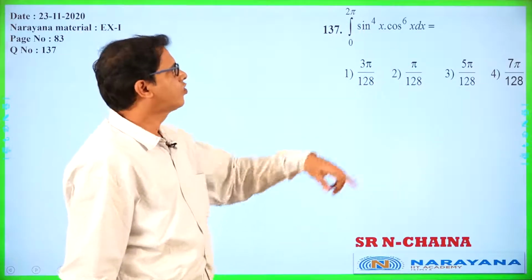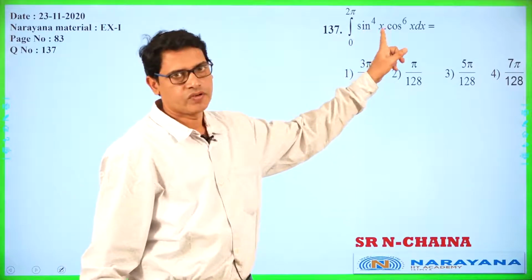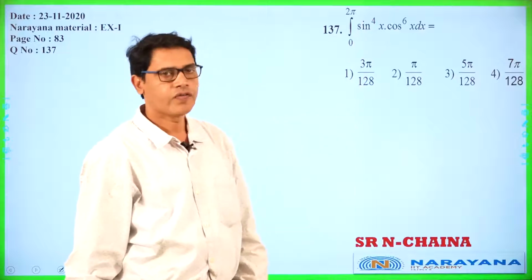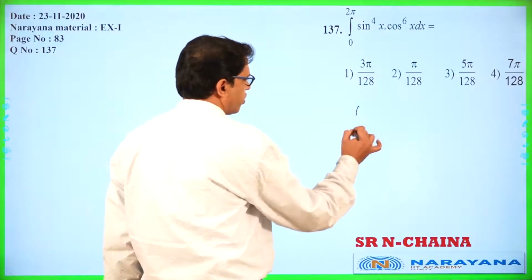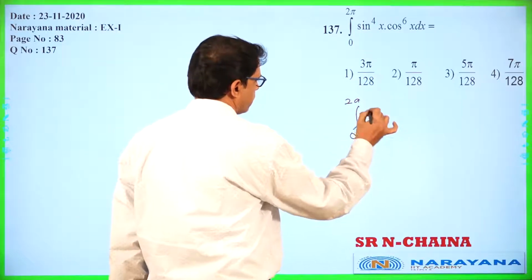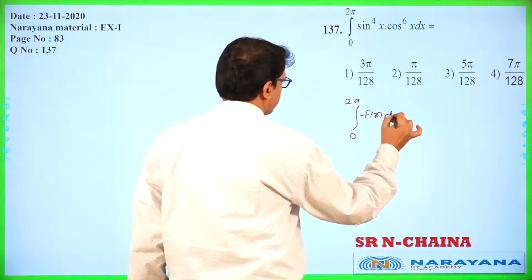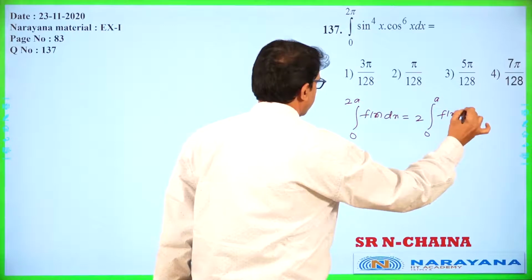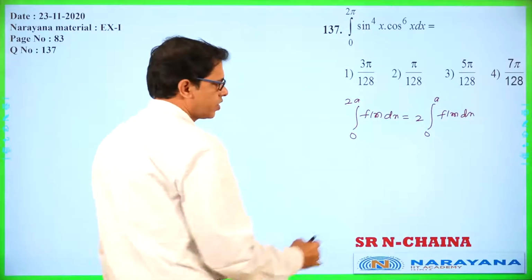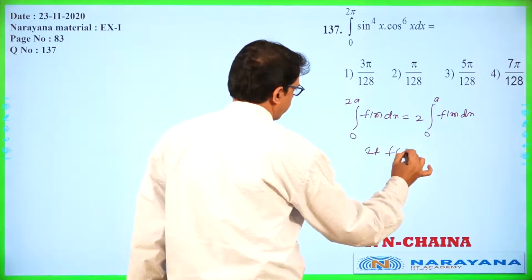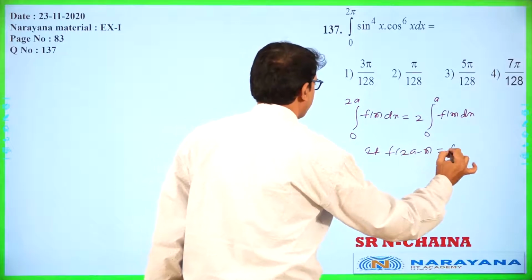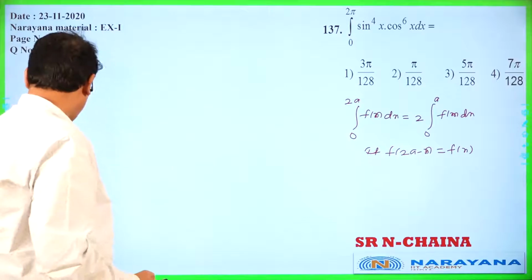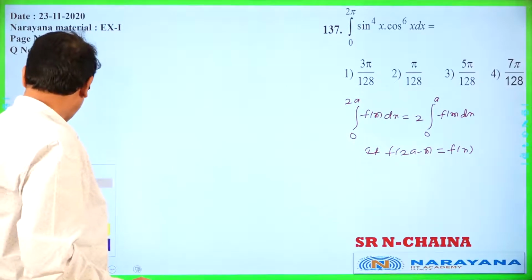Sorry. You can apply another formula. So if f of 2a minus x equals f of x, then the integral over 0 to 2a of f of x dx equals twice the integral from 0 to a of f of x dx. Applying this formula, you can apply it twice.